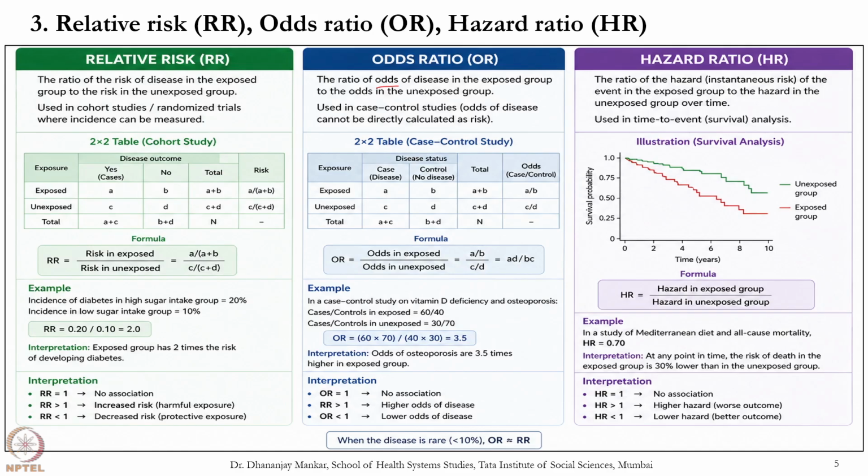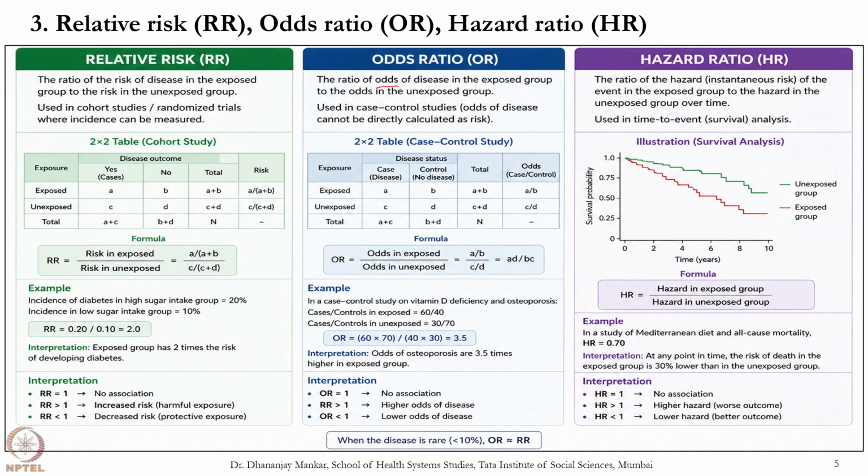60 divided by 40, and cases divided by controls in unexposed is 30 divided by 70. So the odds ratio will be 60 multiplied by 70 divided by 40 multiplied by 30. So it will be about 3.5. The interpretation is that the odds of osteoporosis are 3.5 times higher in the exposed group.